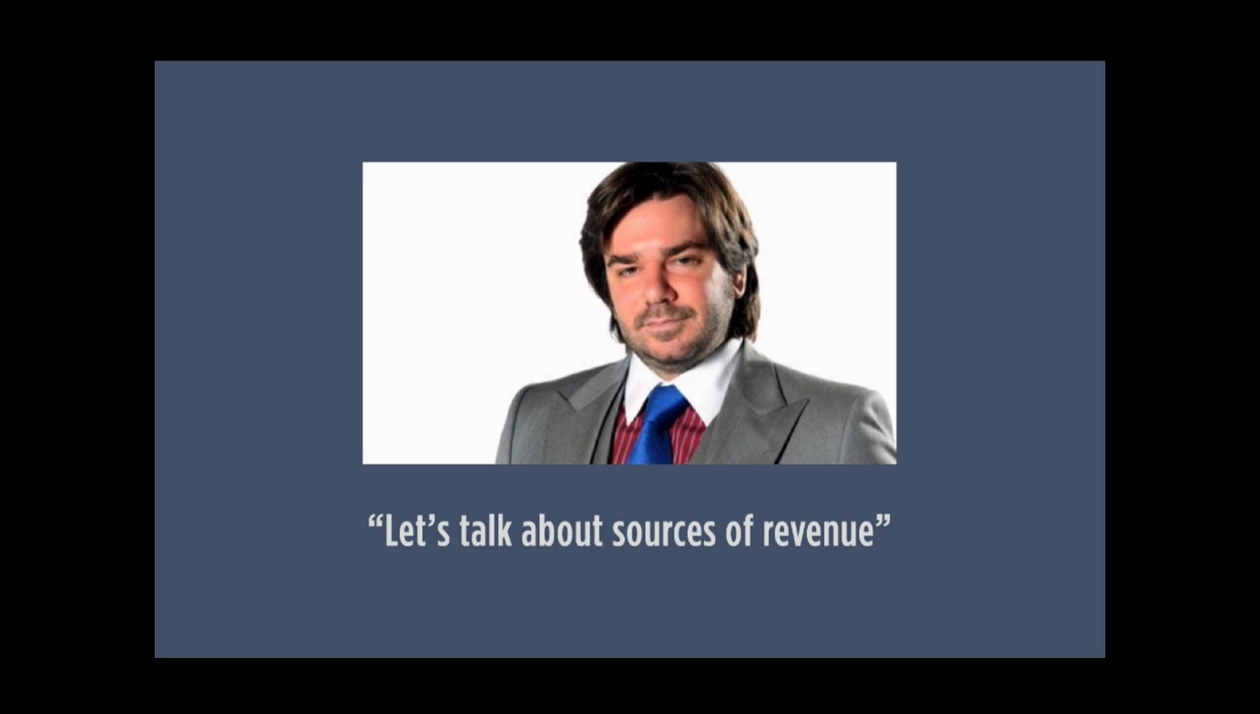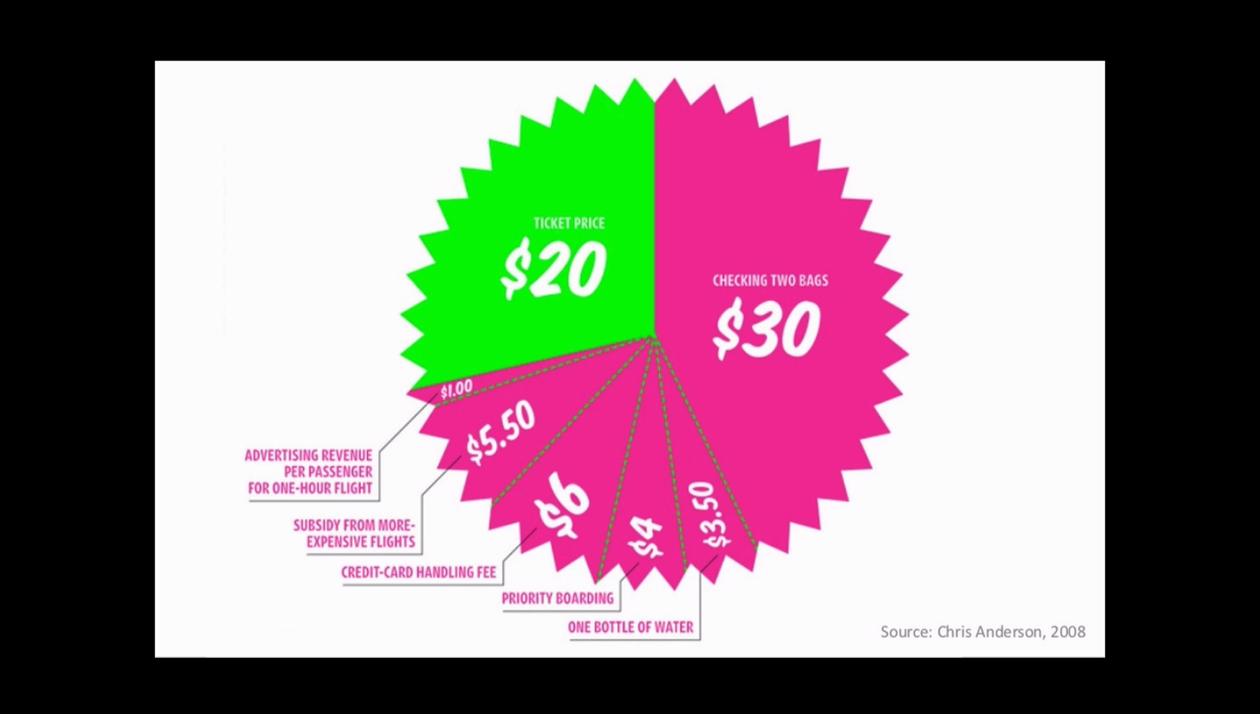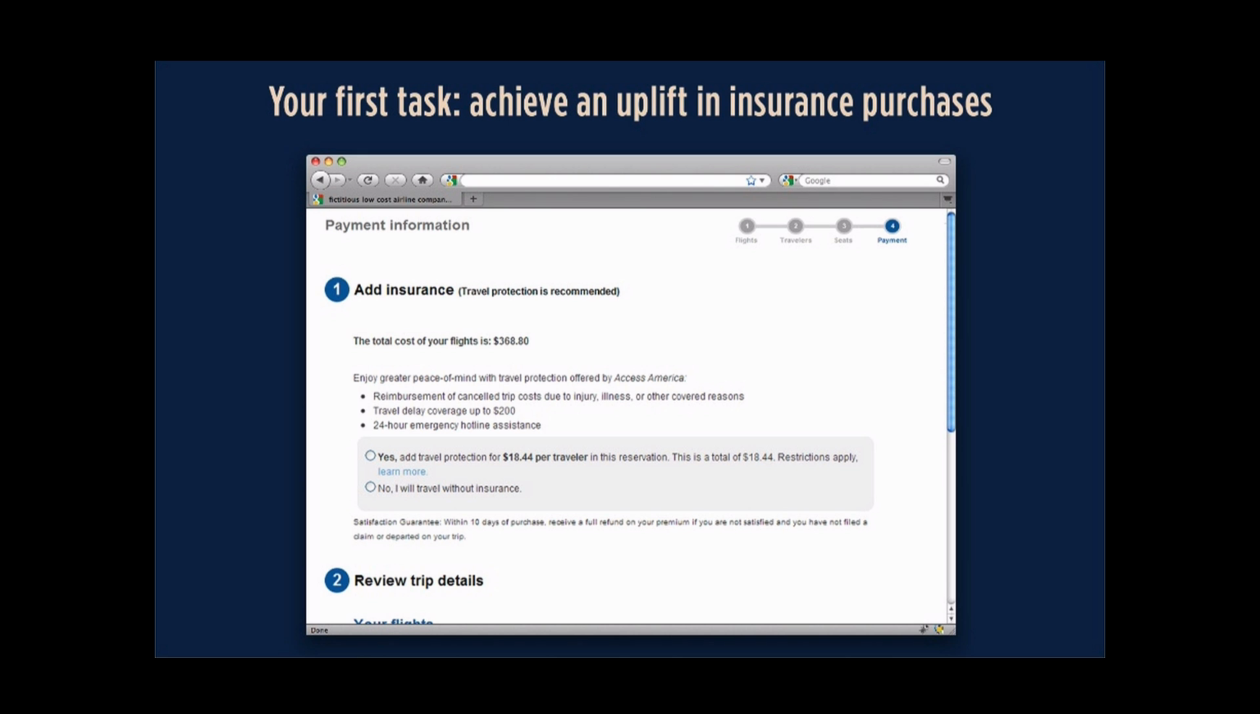And he says to you, let's talk about sources of revenue. And he goes on to explain in a very patronizing manner that basically only a fraction of your revenue is made from ticket price, shown there in green. Most money is made through all the other stuff, like charging people to check in their bags, charging them quite a lot of money for a bottle of water and food on the airplane, charging them for priority boarding. That's where most of the money is, right?